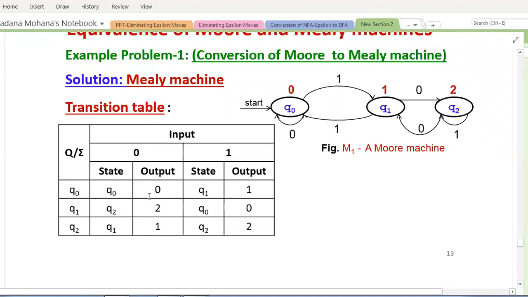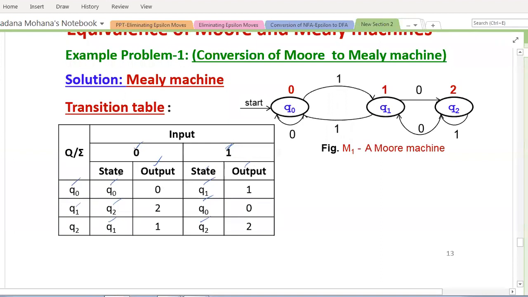Now, from the above transition diagram, the transitions remain the same. Q naught on 0, Q naught; Q naught on 1, Q1; Q1 on 0, Q2; Q1 on 1, Q naught; then Q2 on 0, Q1; Q2 on 1, Q2. So up to this it is the same, but for every input, one more extra column we have added, that is output. This output is associated with input 0. Then the second column also, the second input, input 1. So the state followed by its output. This output is associated with input 1. So now you can add their outputs.